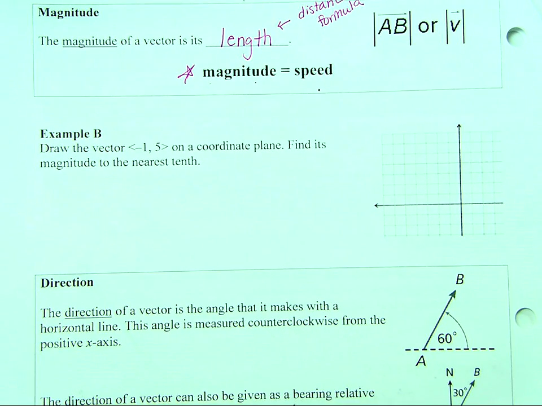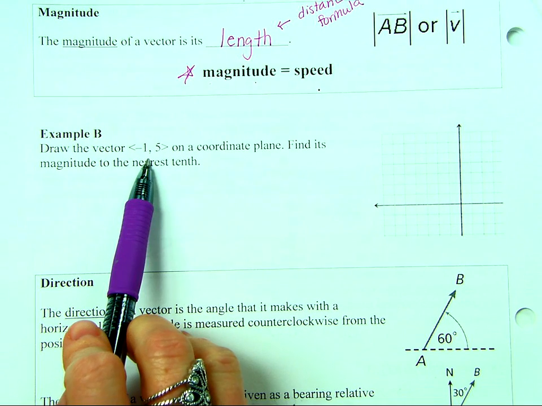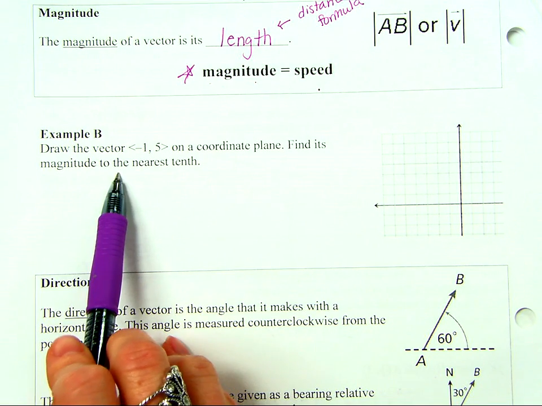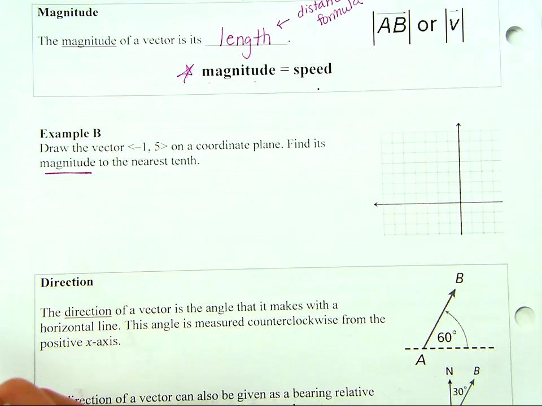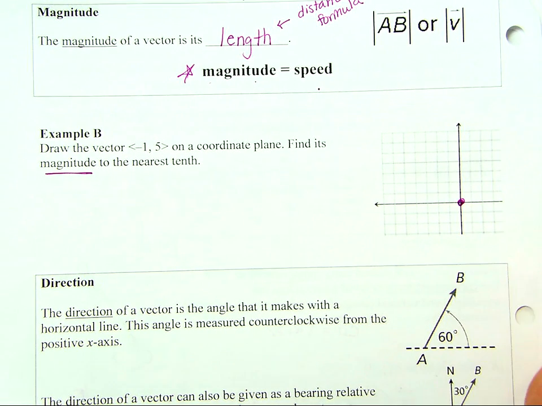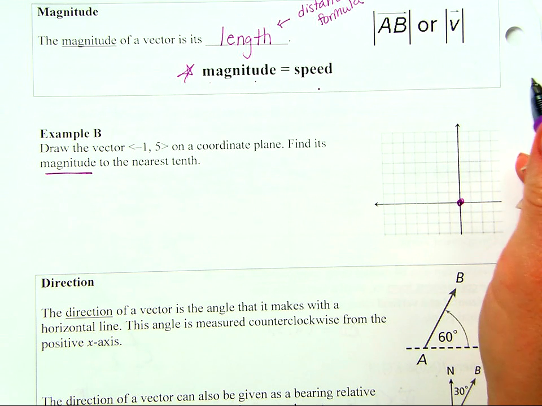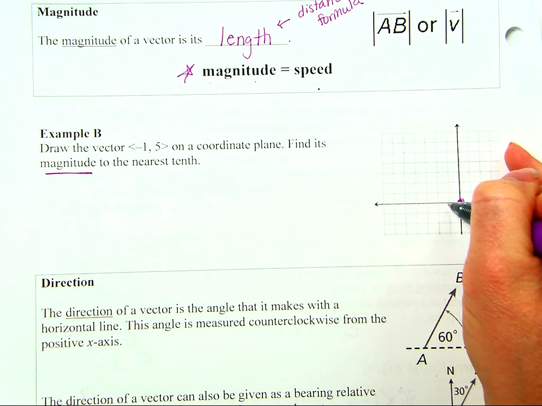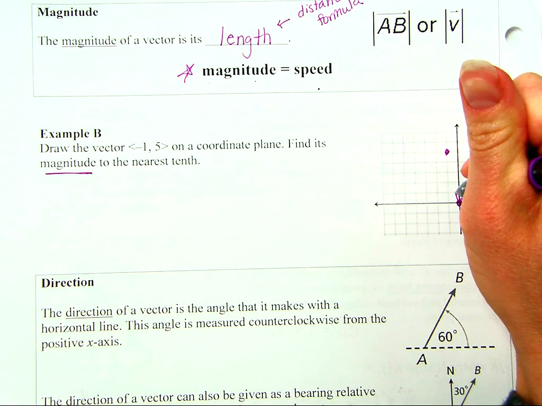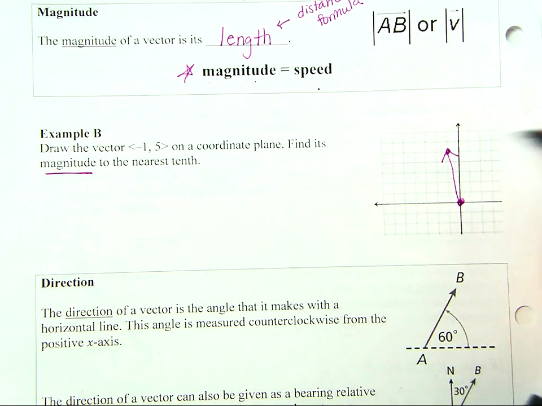In example B, they're going to ask us to draw the vector <-1, 5> on our coordinate plane and to find its magnitude to the nearest tenth. So we're really finding its length, which represents its speed. Well, when we draw our vector <-1, 5> on the coordinate plane, we are going to start at the origin (0, 0). And we're going to plot that point just like we would (-1, 5). So my vector, from initial point to terminal point, looks as so.